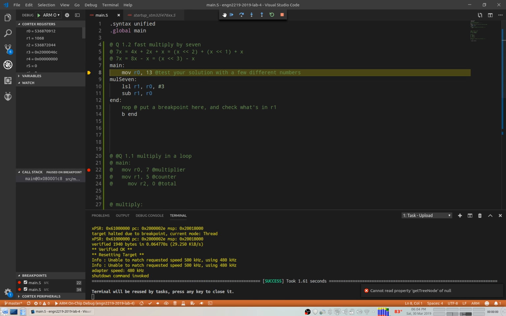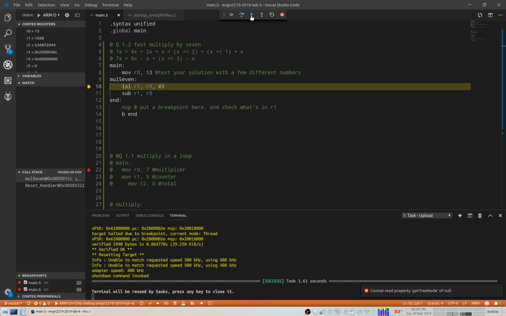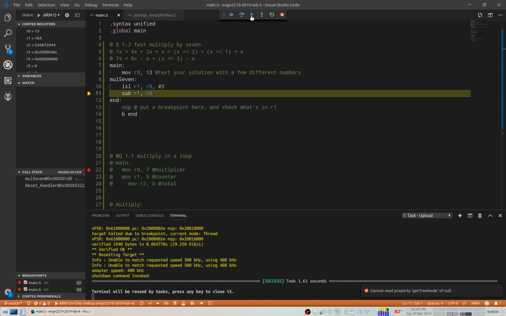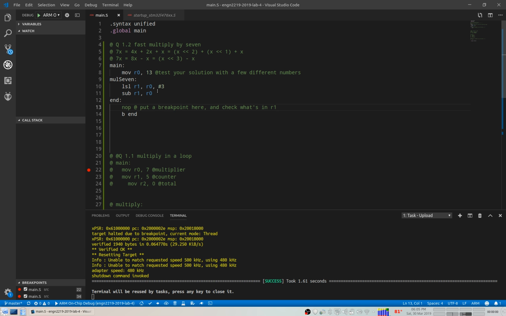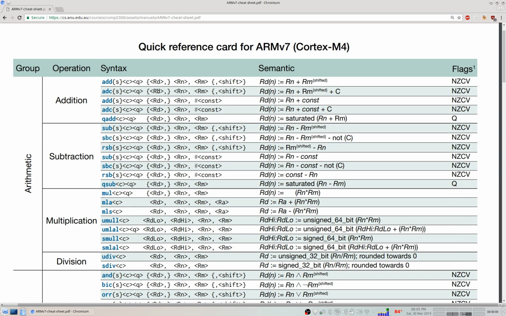All right, so put a 13 in R0, left shift by 3. So we multiply 13 by 8 to get 104, and then subtract 13 to get 91. And you can verify for yourself that 13 times 7 is indeed 91. So 2 instructions. Can we do better? Well, we're going to have to look at the cheat sheet, right?